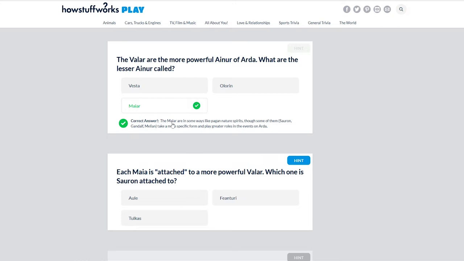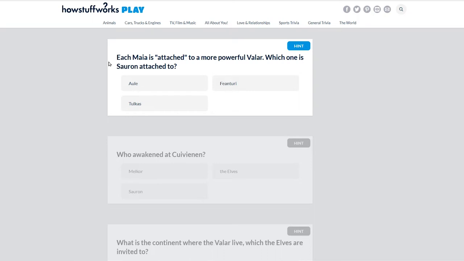The Maiar are in some ways like pagan nature spirits, though some of them, Sauron, Gandalf, Melian, take a more specific form and play greater roles in the events of Arda. Next one. Each Maia is attached to a more powerful Valar. Which one is Sauron attached to? Wait, let's read it first. Aulë, Fenturi, Tulkas. It's Aulë.